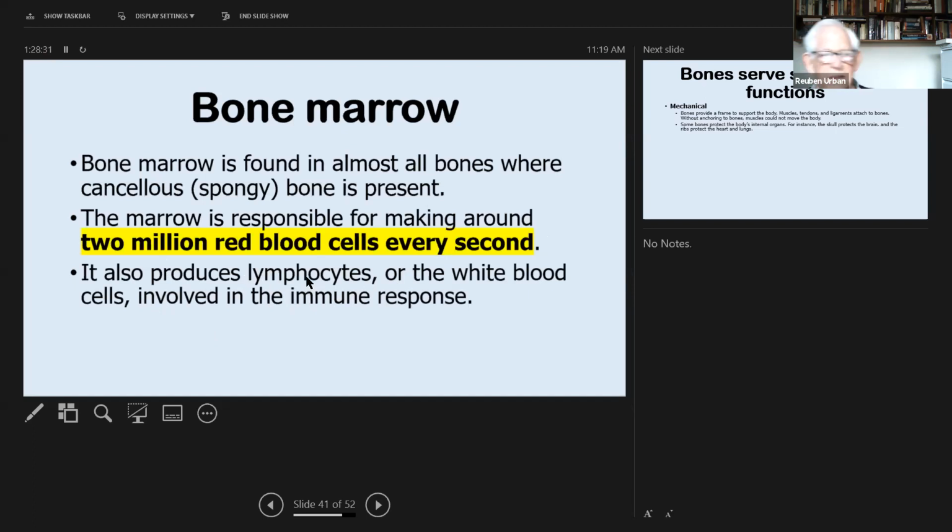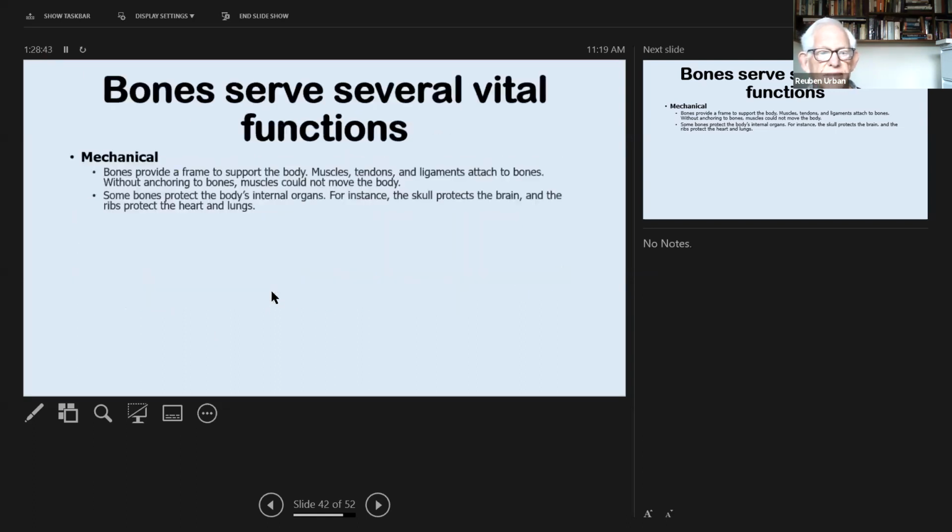Remember, the lymph system, and the cyte means cell. So these are the cells that are really involved in the lymphatic system. And the bones serve many, many functions. So they have mechanical, so they support us. So we have muscles, tendons, ligaments, the whole business. And we talked about this a little bit earlier. And then we get protection. Of course, you get protection for the brain, the ribs, the heart, the lungs.